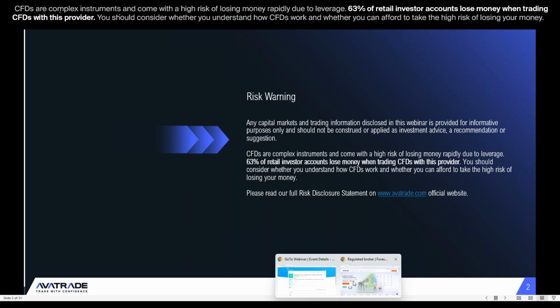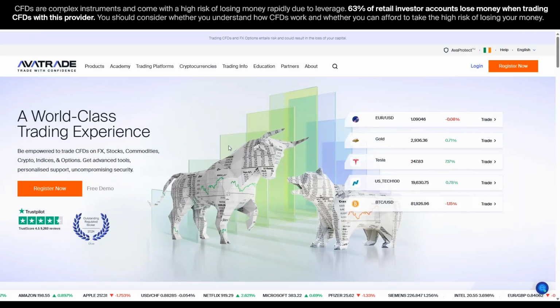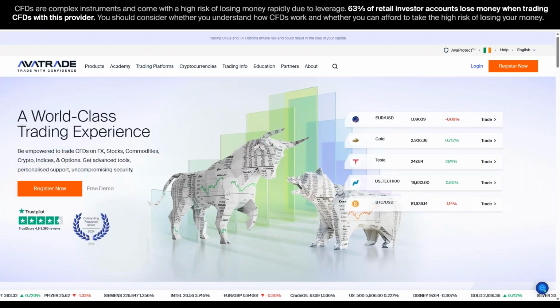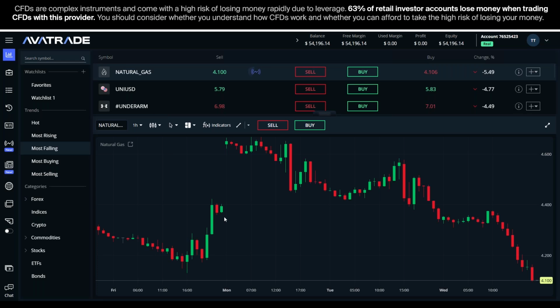Now, from our main website, we can log into our web trader platform, which allows you to trade on your MT4 and MT5 accounts, but with the advanced functionality that you find in our web trader and app. And so if you log in here in the upper right corner, you'll be in our web trader platform.